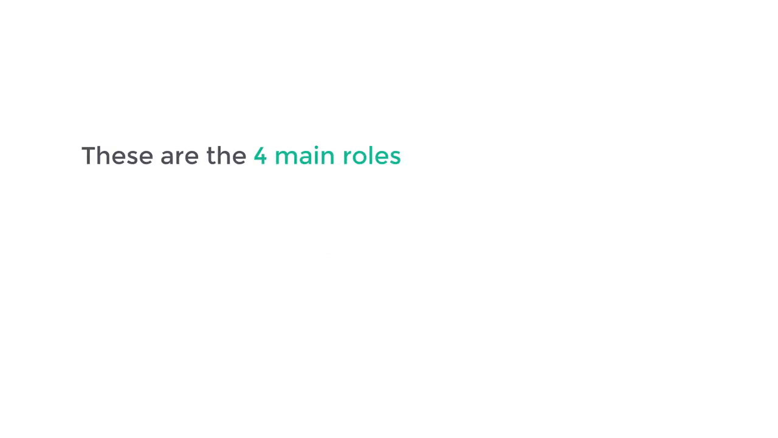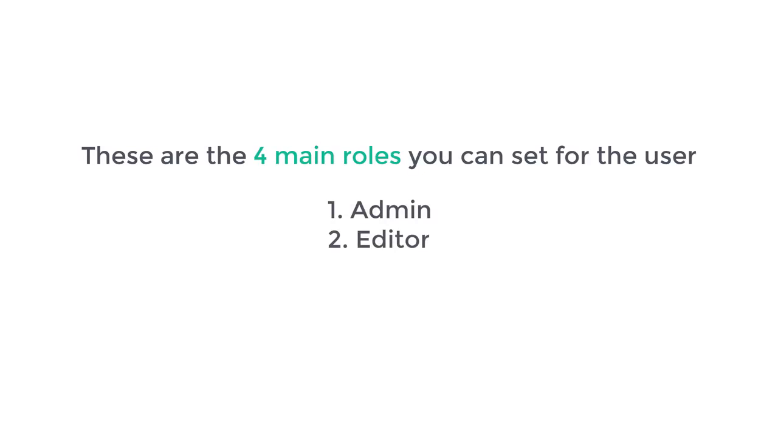So these are the 4 main roles you can set for the user. First is admin, then we have editor, author, and contributor. So that's it, guys. This is how you can add new users to your WordPress site and choose what they can access.